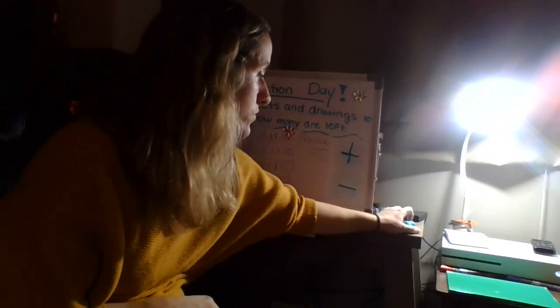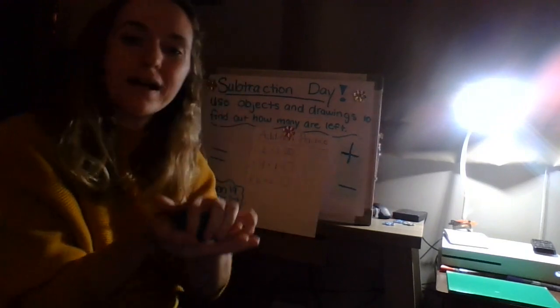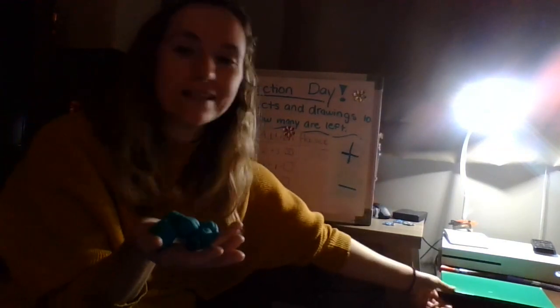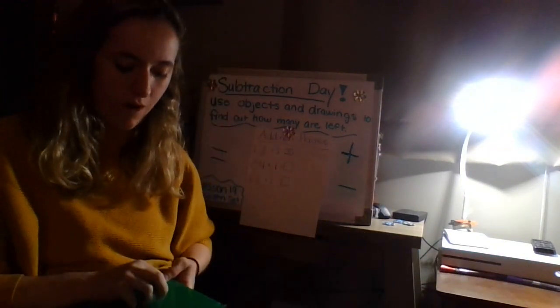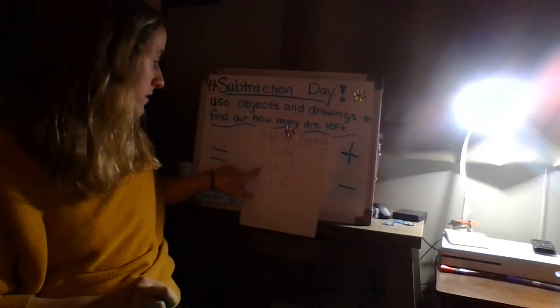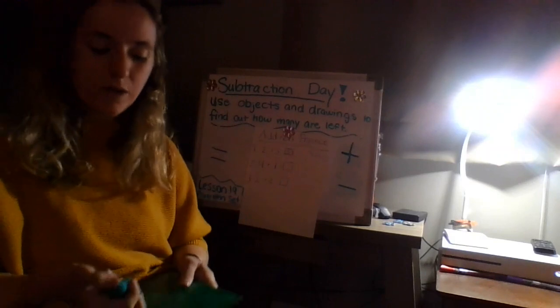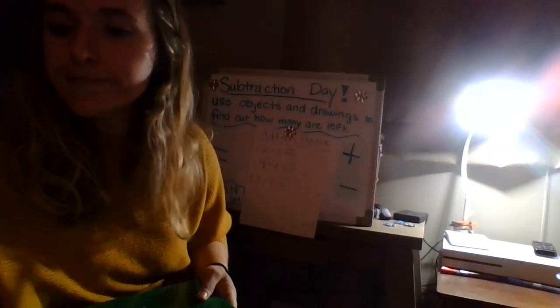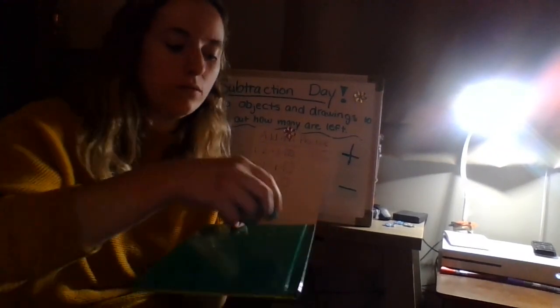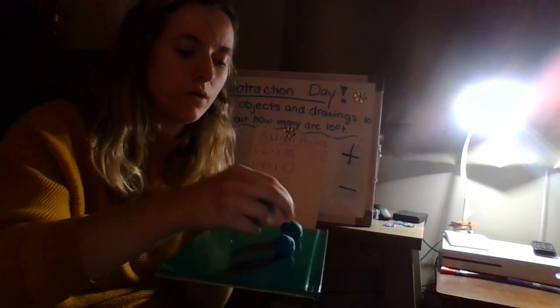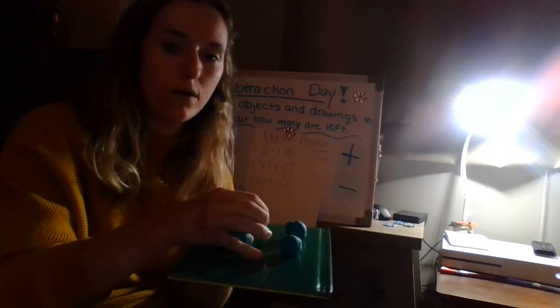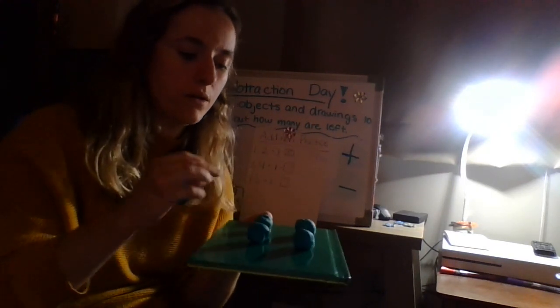This time I'm going to use some objects for this. So I have some balls of Play-Doh. I'm going to use this to solve my problem here. So our first part, what number do I have right here? 4. So I'm going to put 4 balls of Play-Doh. 1, 2, 3, 4. So I have 4 down.